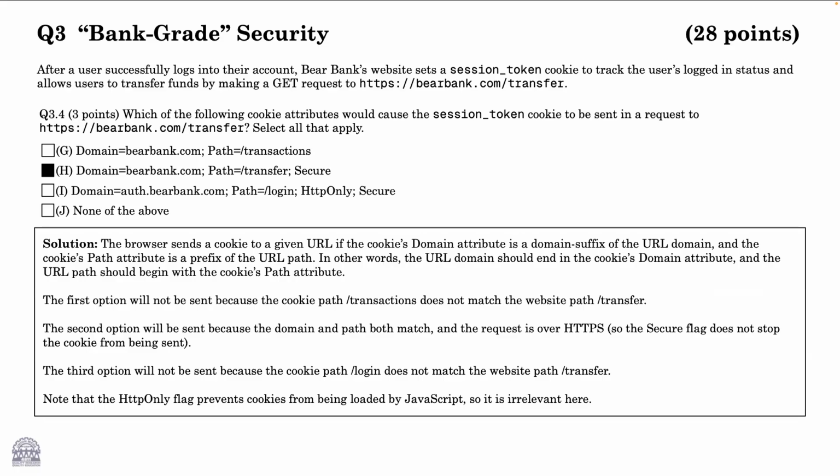So that eliminates I. And then the URL path should start with the path of the cookie. So that eliminates G. And then for H, even though it has that secure flag, it doesn't really impact us here. Any questions for this one?